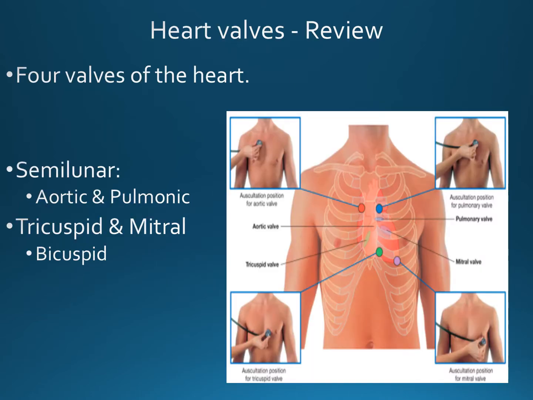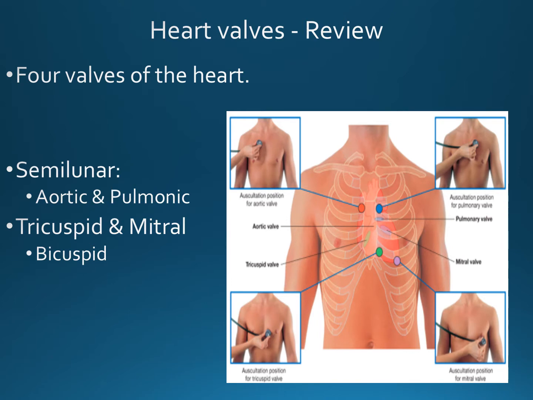Remember that there are 4 valves of the heart. The semilunar ones are on the top, and you can remember that. It's like the moon is up higher. And they are the aortic and pulmonic valves. The valves that are below them are the ones between the atrium and ventricle, also called the AV valves, and they are the tricuspid and mitral.